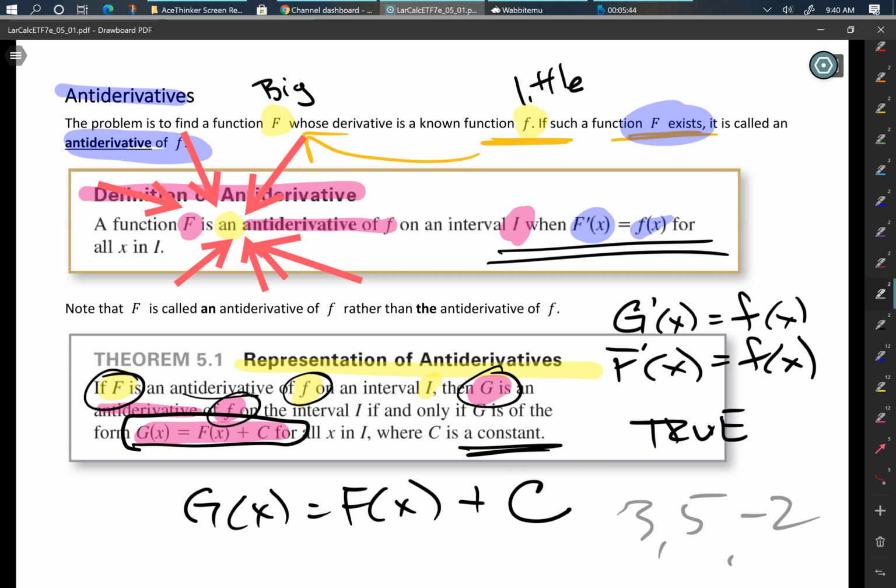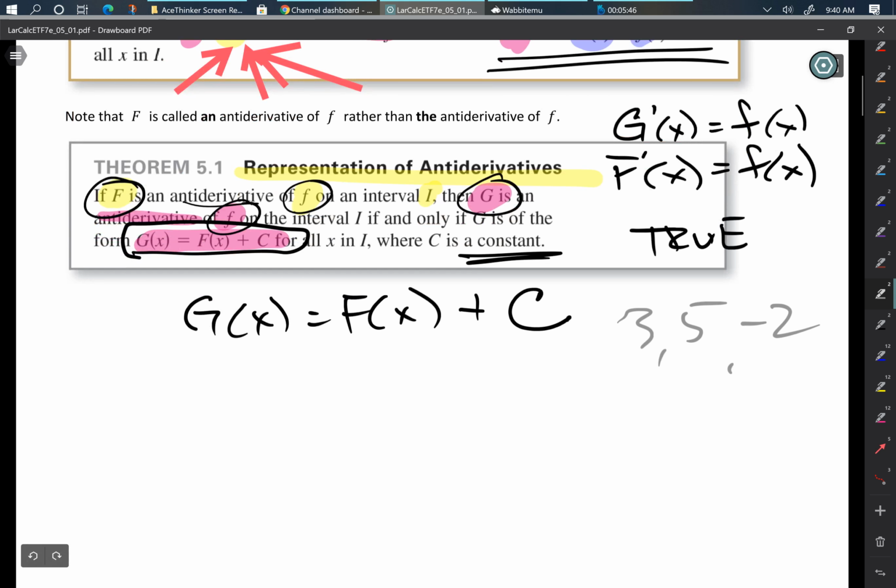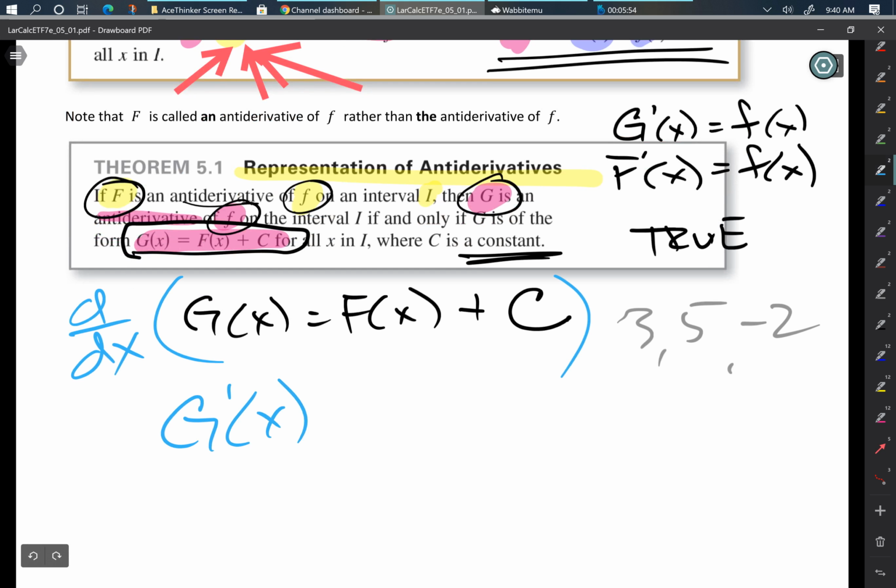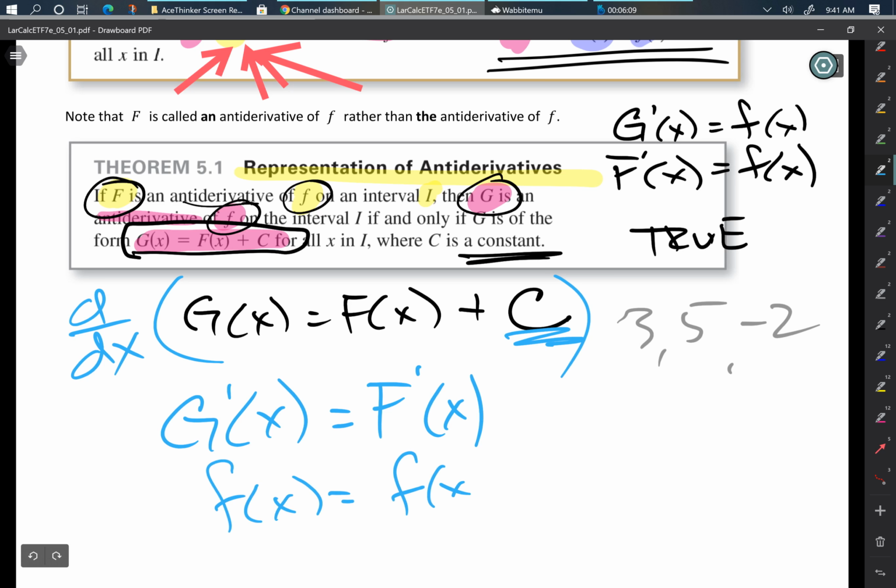Because remember, right? Remember derivative rules. If I were to differentiate this equation with respect to the variable x, the left-hand side would become G prime of x, the right-hand side would become F prime of x, and the derivative of a constant is always 0, and so we just wouldn't write it, and we would get the statement then that G prime is equal to F prime, or that little f of x is equal to little f of x. And where did I get that from? Well, that was the definition of the antiderivative. That if G, big G, was an antiderivative, it meant that G prime was the same thing as little f.